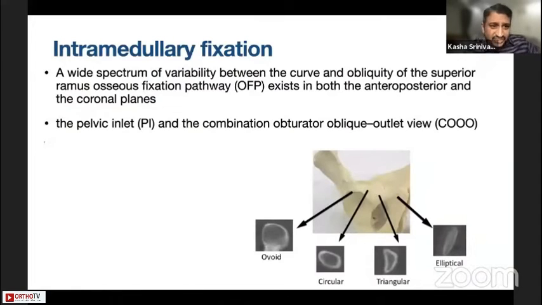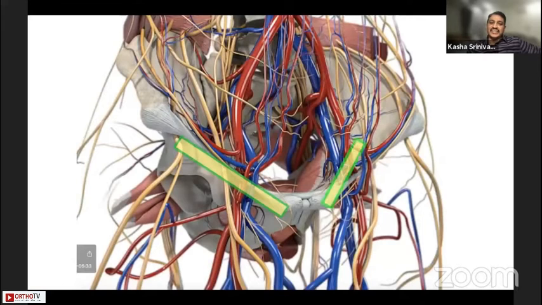The intramedullary fixation, the wide spectrum of variability between the curve and obliquity of the superior pubic ramus gives the osseous fixation pathway, which is relatively complex in case of anterior ring. And the most important views here to have are pelvic inlet view and obturator outlet view, which are important. And these are the osseous pathways through which you pass minimally invasive screw fixation.